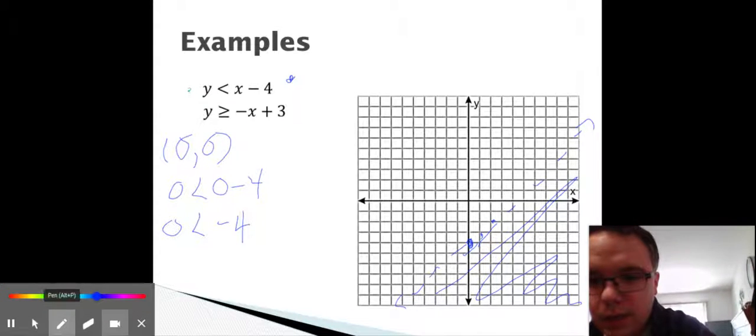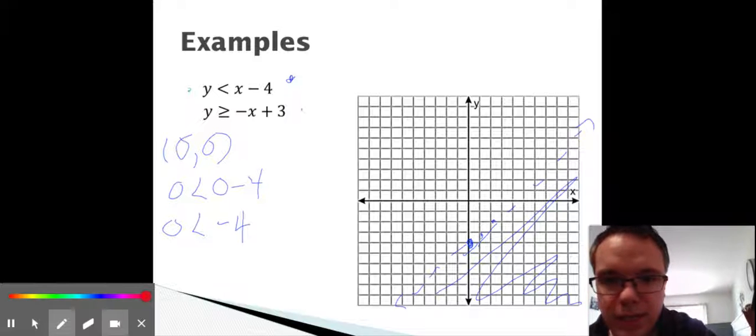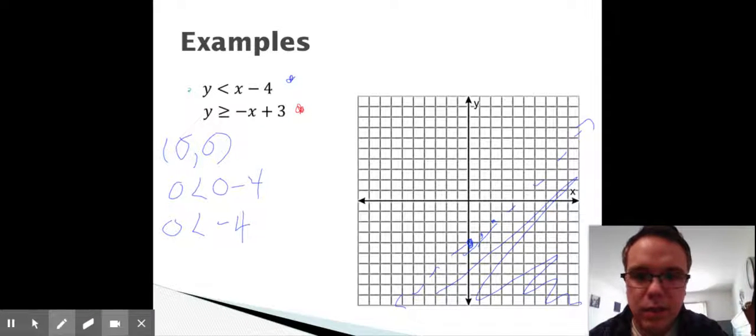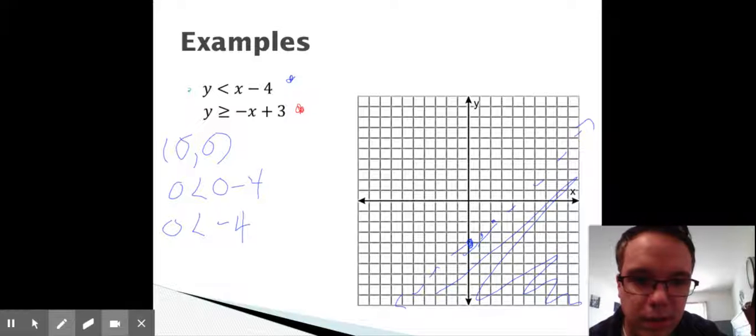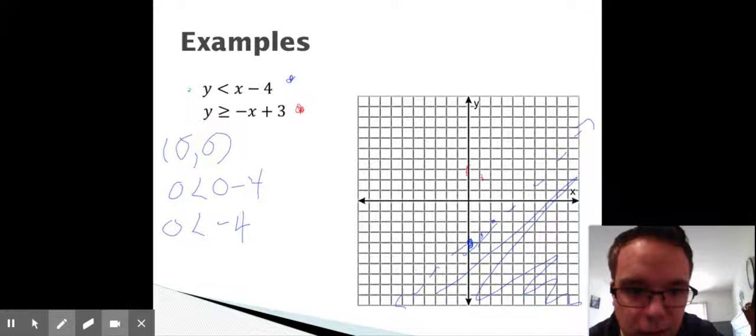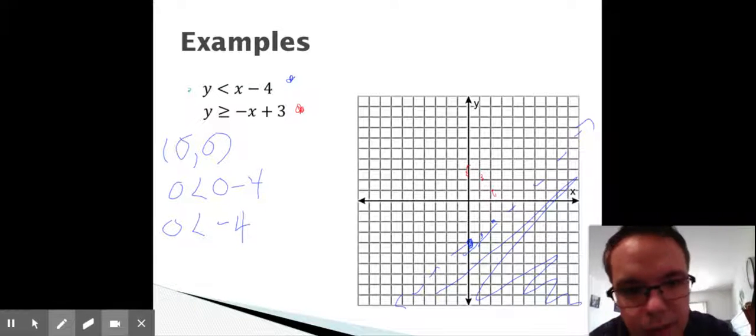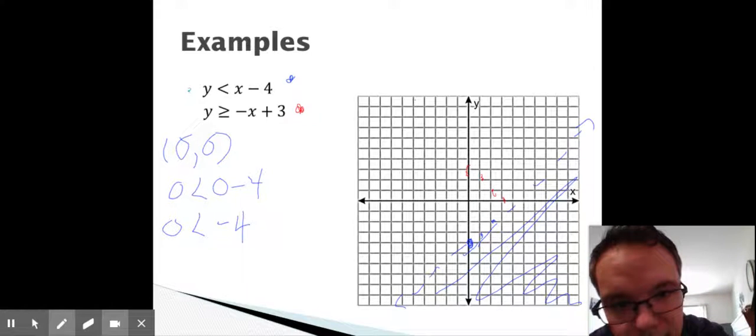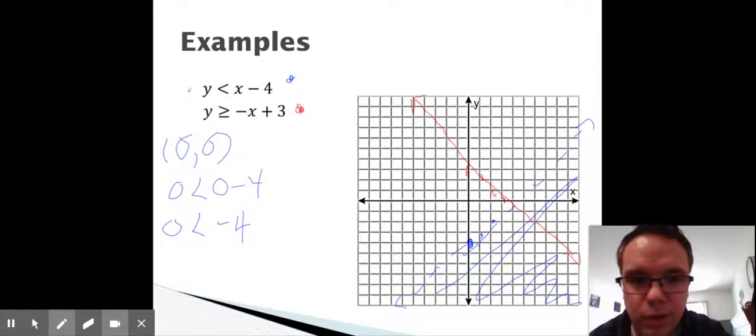All right. For my second line, I'm going to make that one in red. So we have y is greater than or equal to negative x plus 3, so we're going to start at 0, 3, because my b is 3. And then I'm going to go down 1 over 1. And I'm going to make that line solid because I have this or equal to, so all the points on my line are part of my solution.